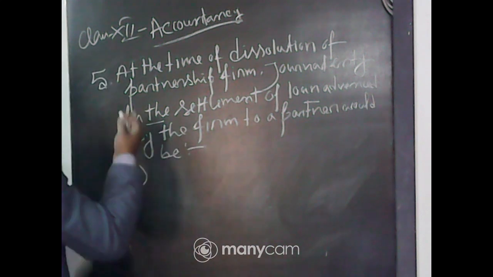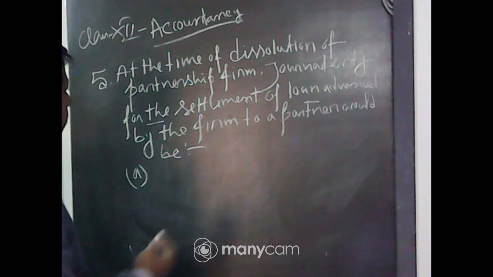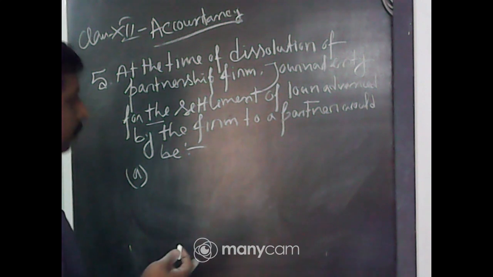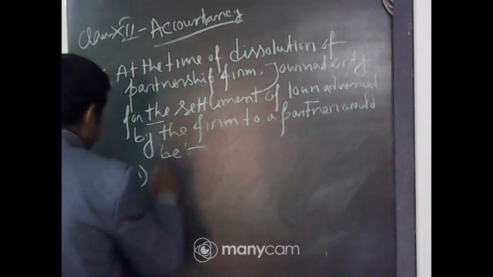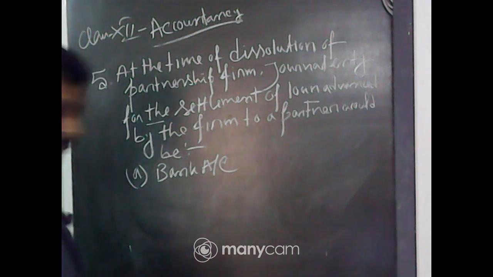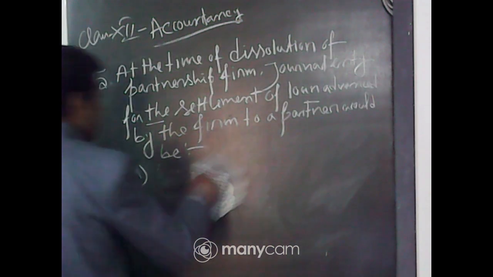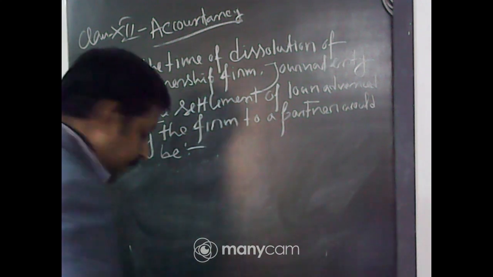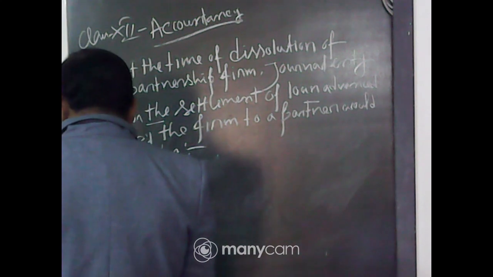You know what, when the dissolution of a partnership firm happens, there is no existence of the firm at that time, and all things will be settled. So one of the settlements is the settlement of loan advanced by the firm to a partner. So the firm actually gives the loan to a partner, then what will be the journal entry at the time of settlement? Option A is bank account debit. I am not giving the options here. What is actually the right journal? You just say, and that will be the answer. That is the one journal entry which will be right. What will be the right journal in that case?